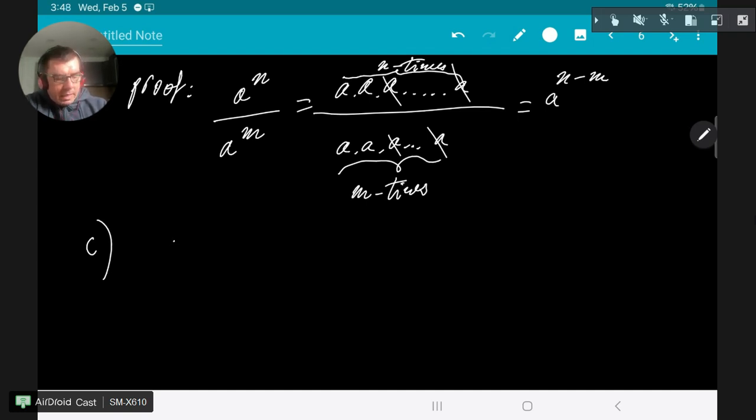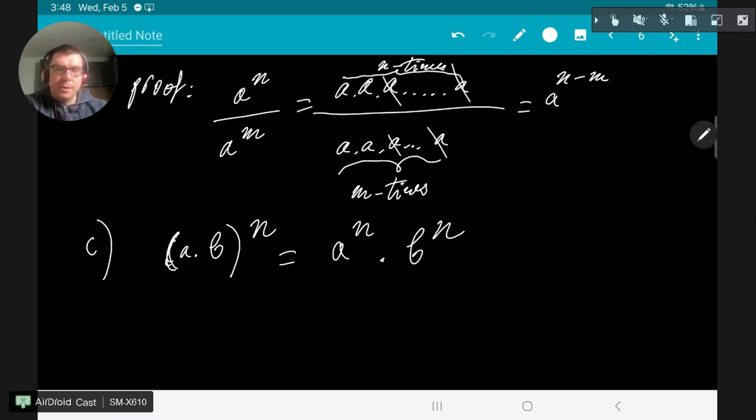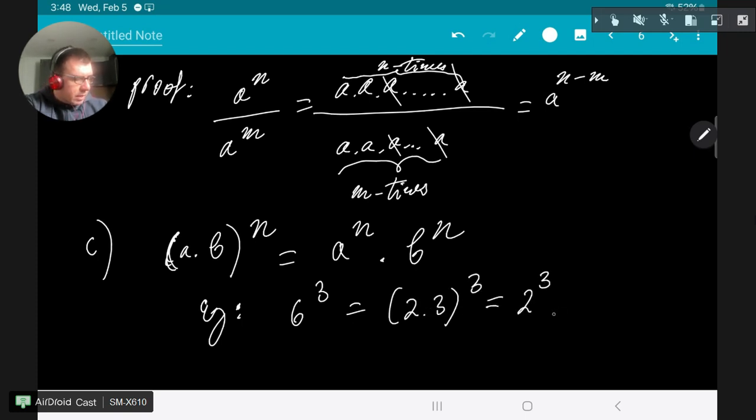If I have a times b to the power of n in brackets, I open the brackets by applying the exponent to each of the factors of the base. So this will be a to the power of n times b to the power of n. Okay. For instance, if I have 6 to the power of 3, this is the same as 2 times 3 to the power of 3, which is the same as 2 to the power of 3 times 3 to the power of 3. And you can check it.